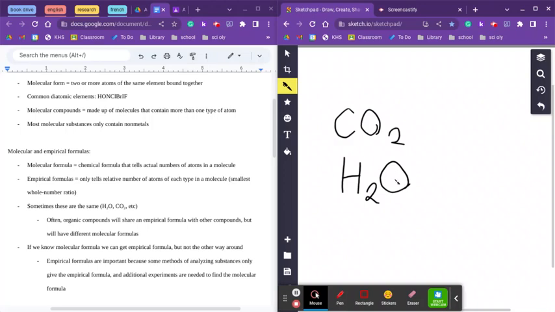An empirical formula only shows the smallest whole number ratio of atoms of each type in a molecule. So these two formulas here are the empirical formulas for these molecules. However, if we have something like this and want to write the empirical formula, we would simplify it down to the smallest whole number ratio. So just divide by the smallest number. So 6 divided by 3, 6 divided by 3. So you just get C2H2.